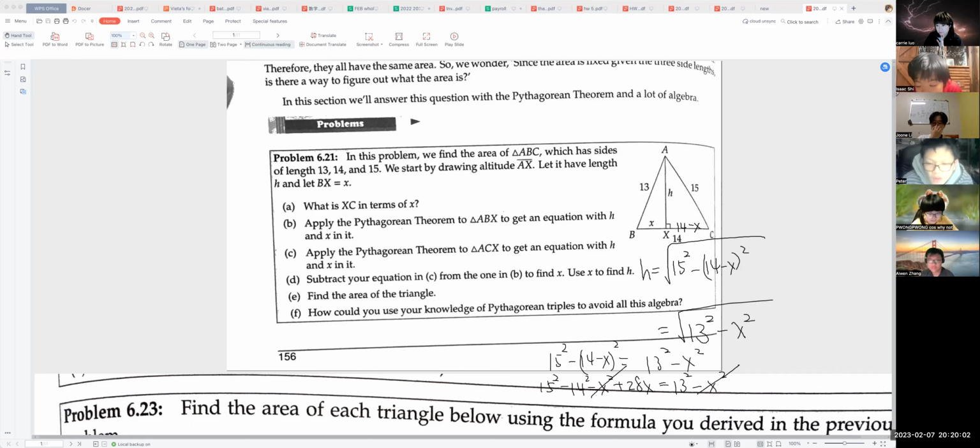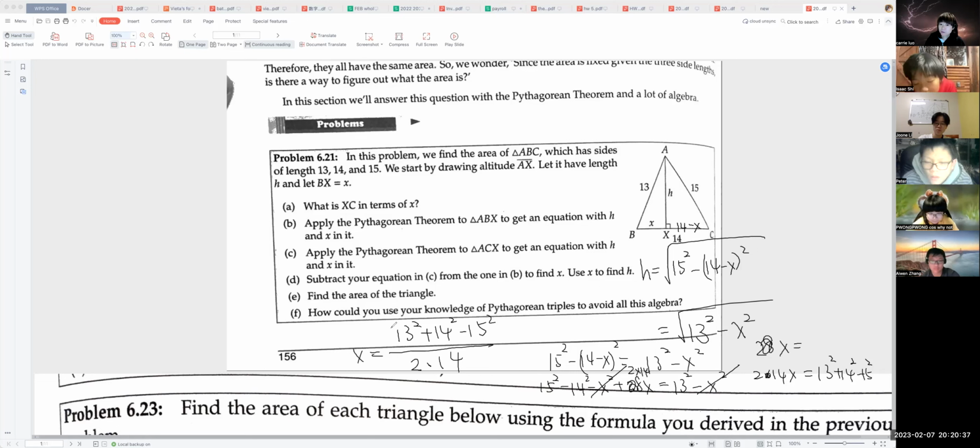So you have 28X equals... No, I'm going to use 2 times 14, so it's easier for me. 2 times 14X equals 13 squared plus 14 squared minus 15 squared. Correct? So X equals 13 squared plus 14 squared minus 15 squared over 2 times 14.